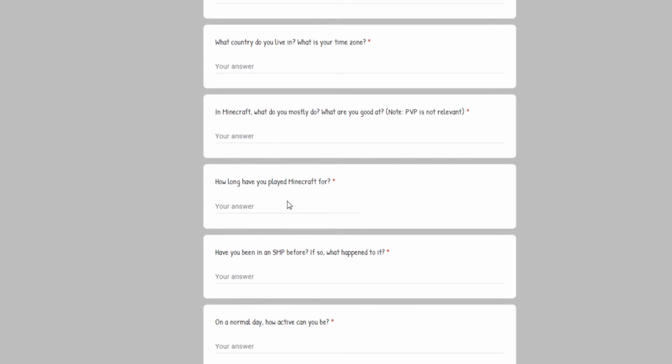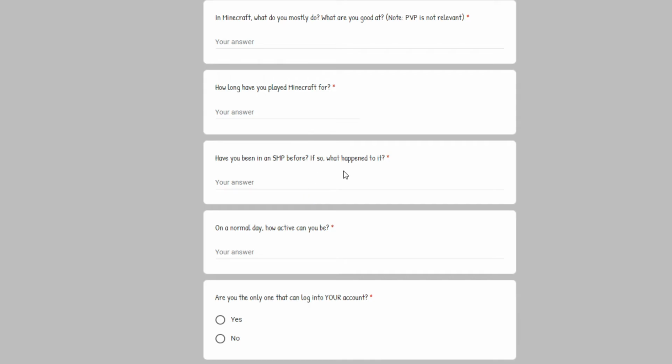How long have you played Minecraft for? So this is basically asking how long you have played. When did you start? Have you been in an SMP before? If so, what happened? This is a straightforward question of whether you have been in an SMP, and then tell us a little bit about that SMP. What was it like? What were the players like? What did you do? What was the owner like? And if so, tell us what happened.